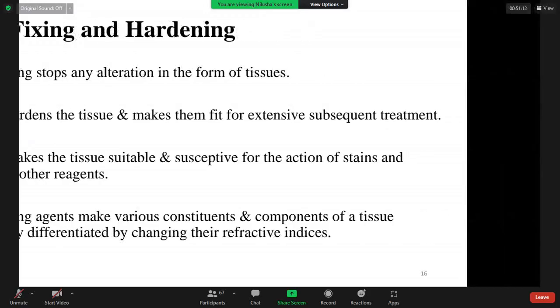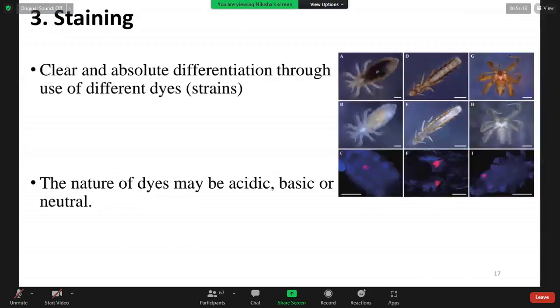Third is staining. Here we are using dye that may be acidic, basic, or neutral dye. Why are we using this dye? Because it gives clear and absolute differentiation of the object. In this picture, you can see that for the clear observation of the specimen, we are using a staining agent or dyeing agent.